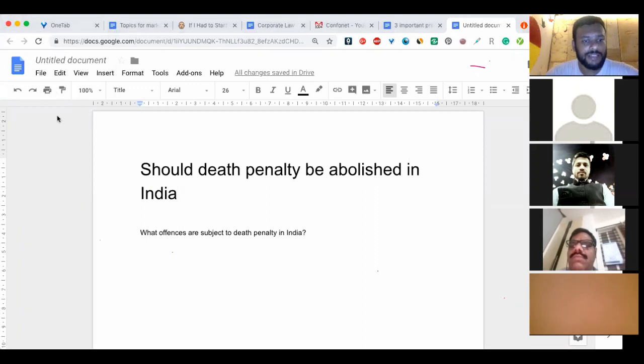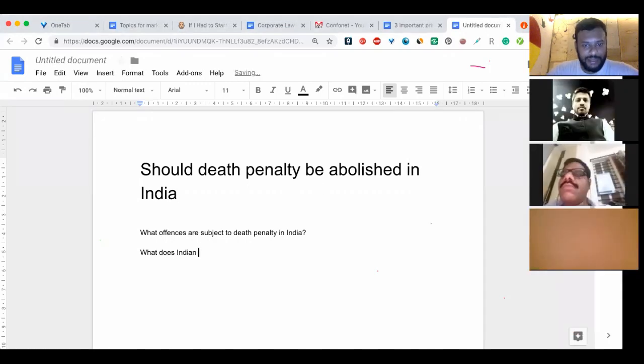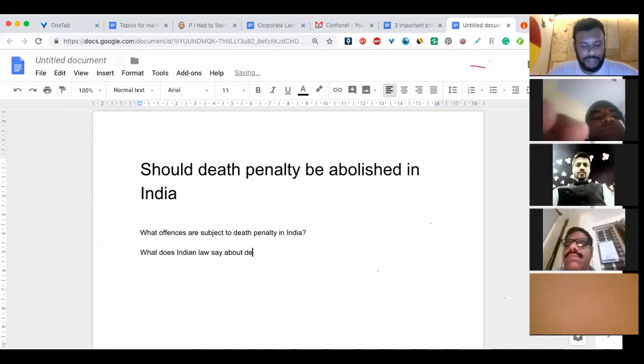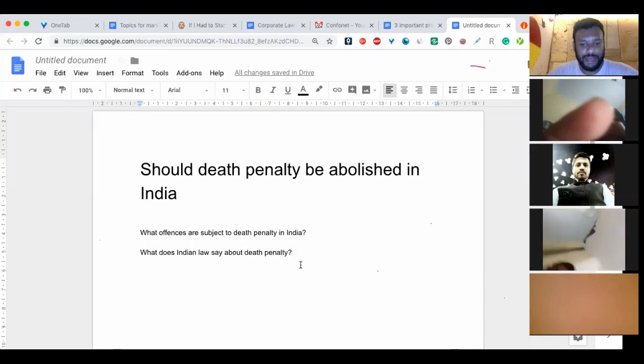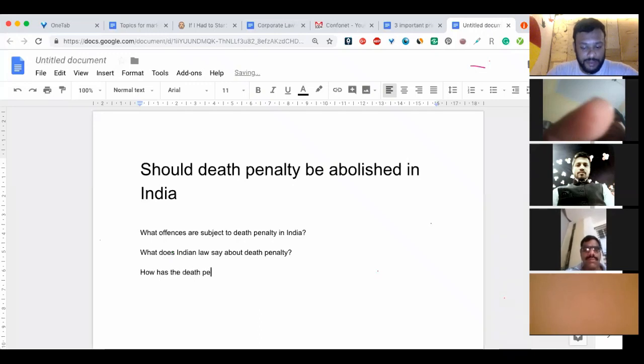Okay, we have got Ashwati Somaya, I think, legal provisions. What does Indian law say about death penalty? Another person has asked the same question. Connected to this, case law: how courts have evolved the death penalty jurisprudence, right? So, how has the death penalty jurisprudence evolved in India through judicial pronouncements, right?